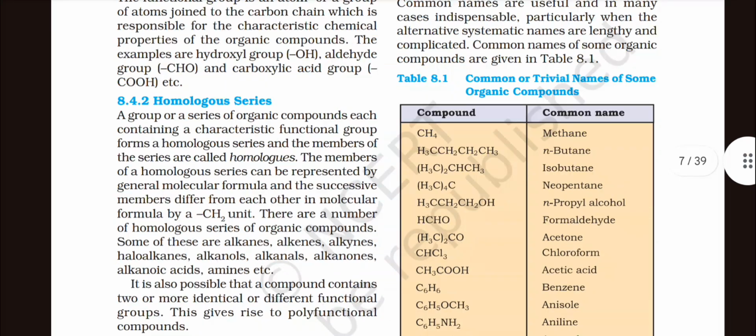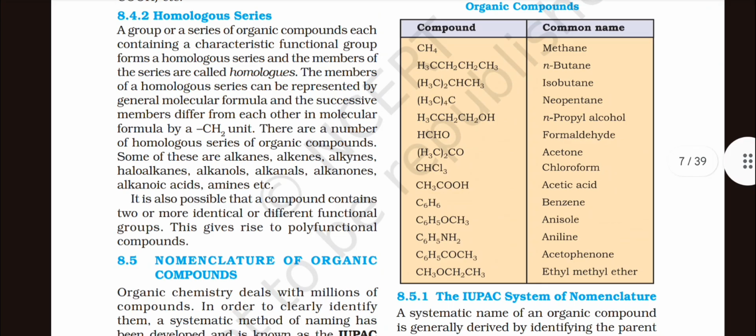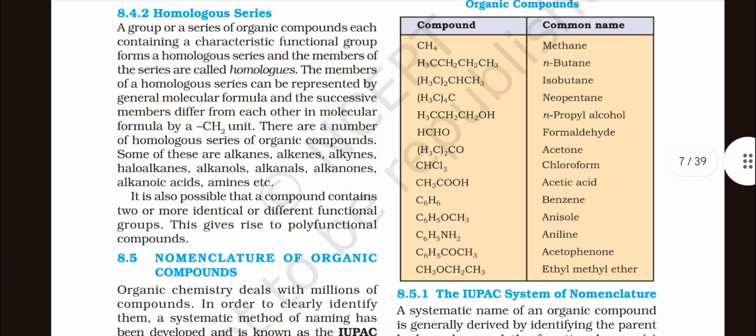acid group. Homologous series: a group or series of organic compounds, each containing a characteristic functional group, forms a homologous series, and the members of the series are called homologues. The members of a homologous series can be represented by a general molecular formula, and the successive members differ from each other in molecular formula by a CH2 unit.